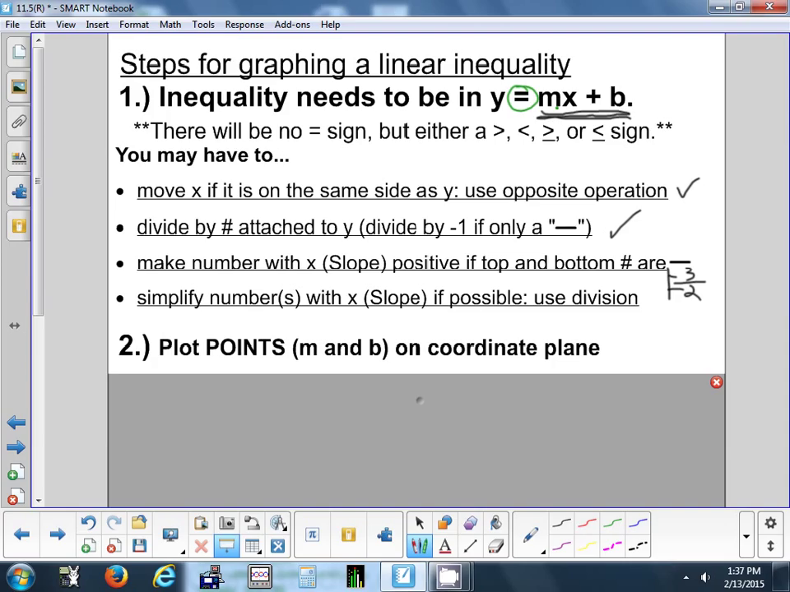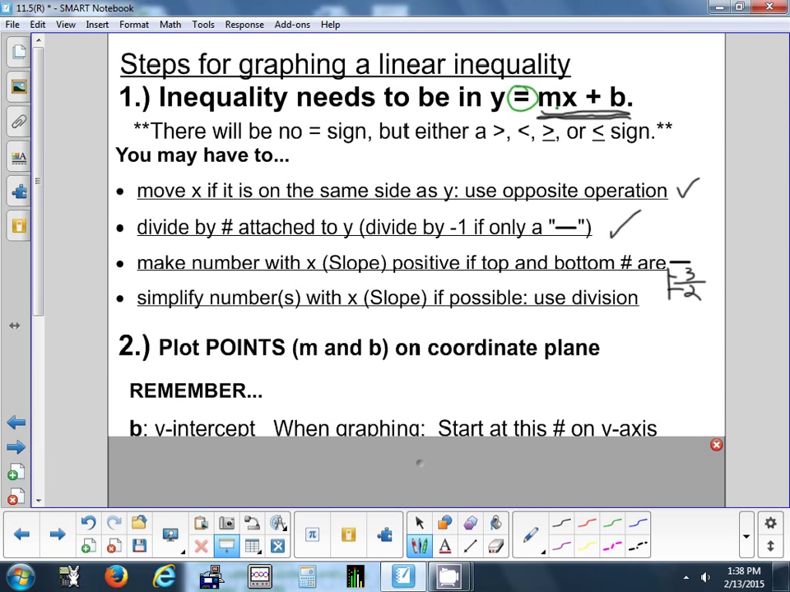What does the m affect? That's your slope, and the b? William, what's the b? Y-intercept. That's your y-intercept. So remember, when you want to graph your y-intercept, you just start at that number on the y-axis, and you put a dot right there.